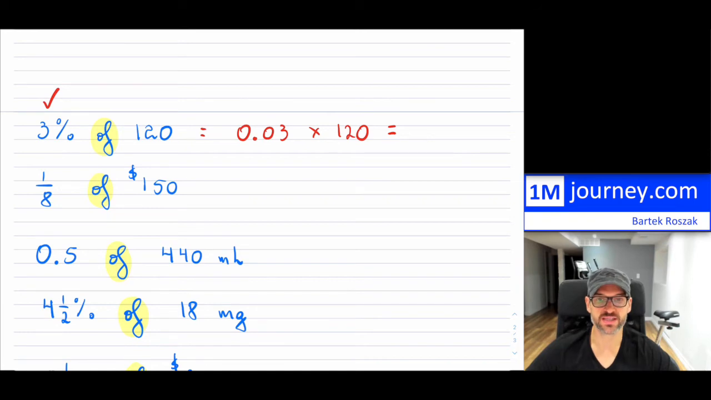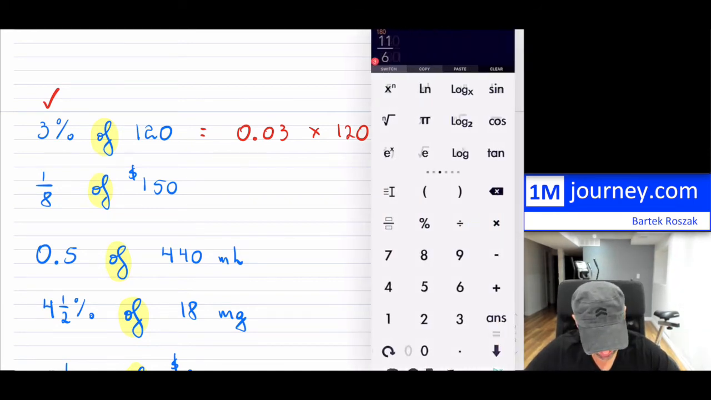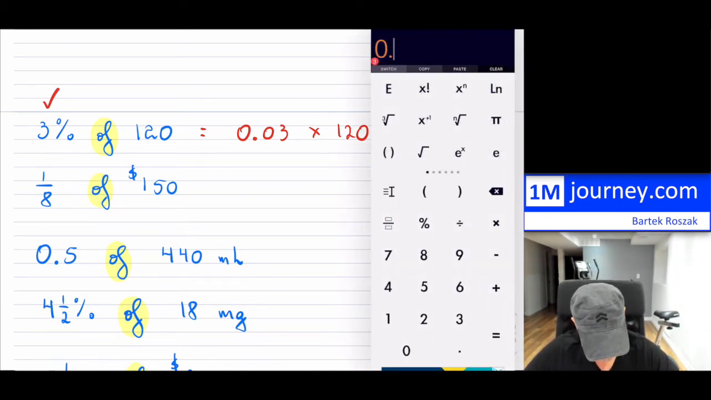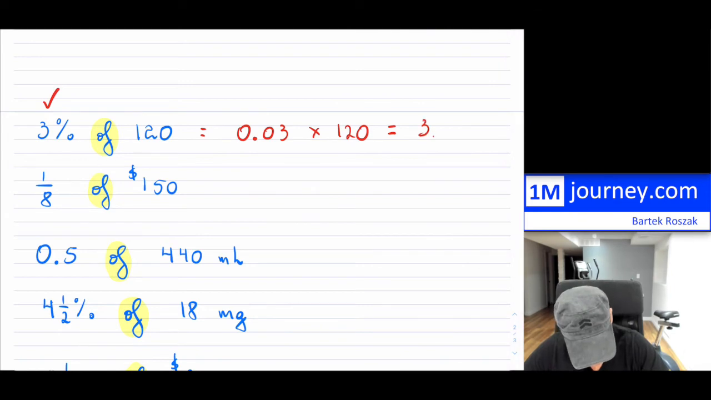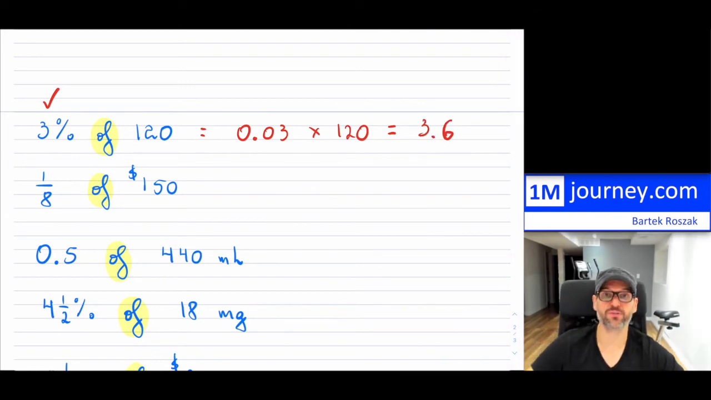All right, so in this case, now you can pop your calculator up, 0.03, or you can do it in your head if you want to. That would have been 3.6. So this is 3.6. Now be careful, sometimes they ask you to round, so just round correctly. Whatever it is you want your final answers to be rounded. If you don't have to round, you can keep it.